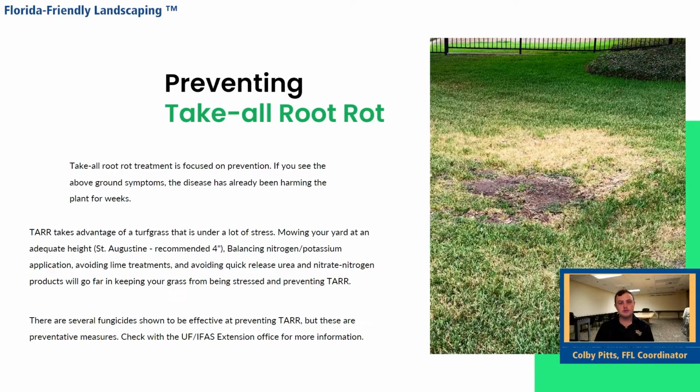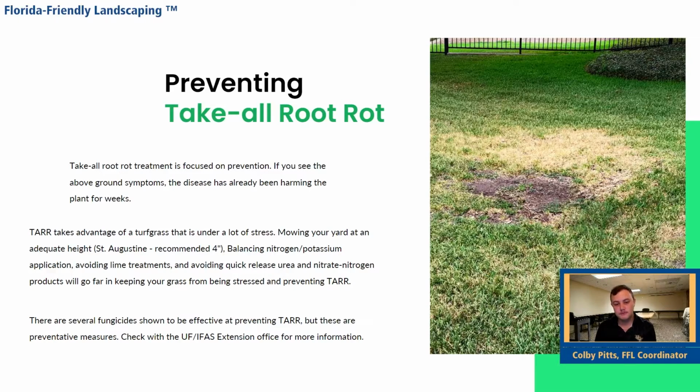I've called the blades of grass the solar panels of the plant. Giving that plant big, long solar panels will lead to a really strong root structure, and a strong root structure is much more resistant to take-all root rot than a weak root structure on St. Augustine that's been mowed to 1.5 inches.